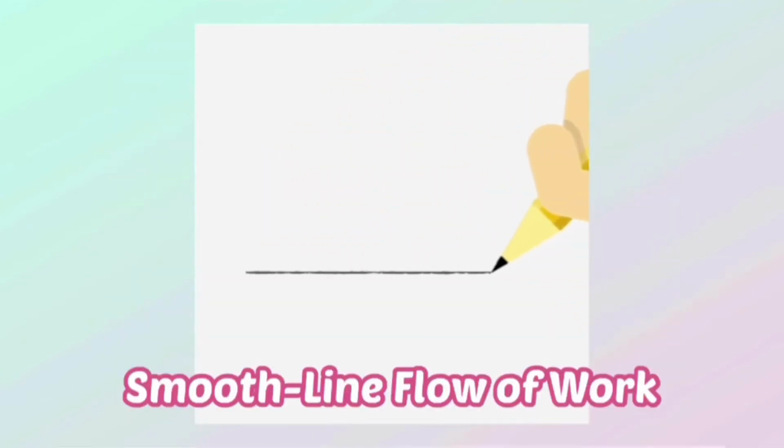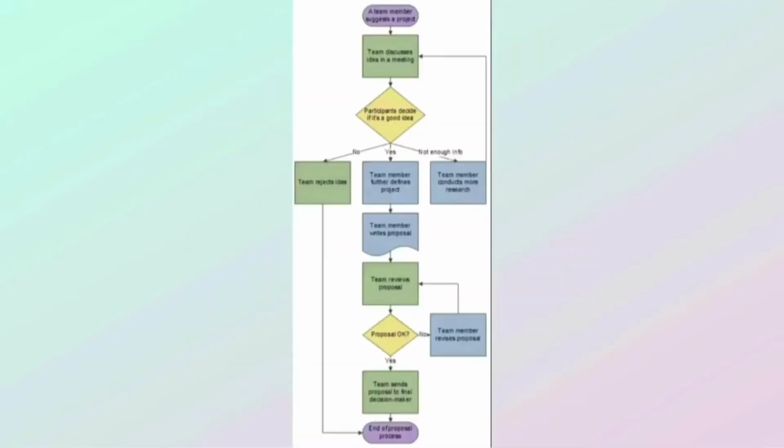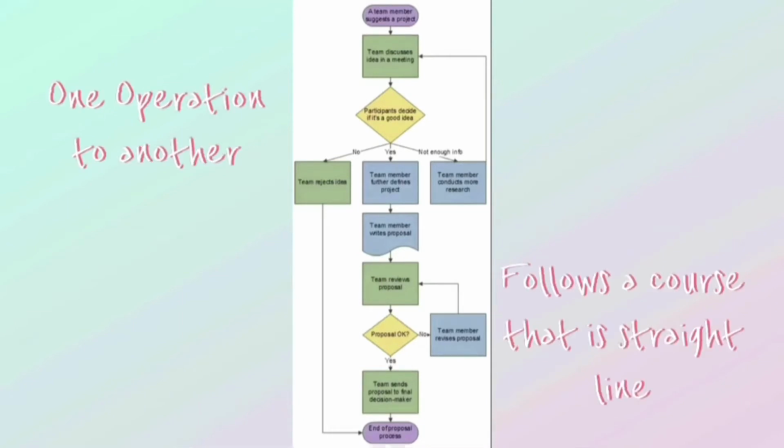Smooth flow of work can be ensured by the use of the straight-line flow of work method. This method is applicable to the factory as well as the office. It can be described as the method in which the work flows while progressing from one operation to another. It should follow a course approximating, as nearly as may be possible, a straight line.